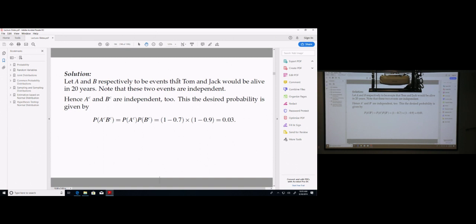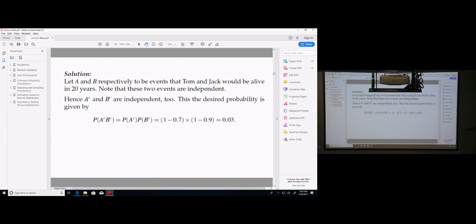So let A and B be the events that Tom and Jack would be alive in 20 years. Note that these 2 events are independent. Now, there is a built-in assumption of independence. Suppose Tom and Jack are actually twins. They have similar genes. Then the independence would be a little bit stretched here. But here we are assuming Tom and Jack are not related. So hence A complement and B complement are independent.